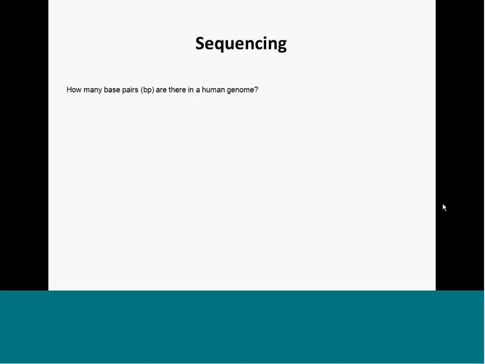So, let's finish up with sequencing. How many base pairs in the human genome? Matt, you should know this. 3 billion. Very good, 3 billion, see?